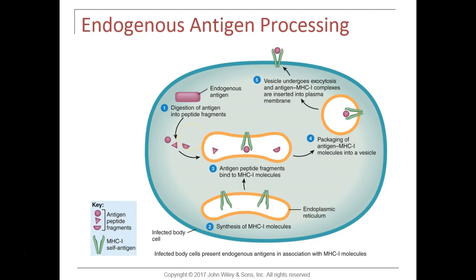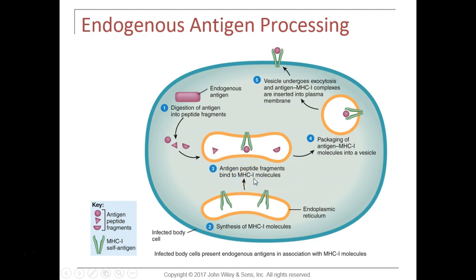So a virus that infects our cell gets into the cell directly. An antigen that gets into the cell directly without phagocytosis having to occur is called an endogenous antigen because it occurs within the cell. So the endogenous antigen ultimately fragments and becomes attached to another type of MHC protein called MHC1.